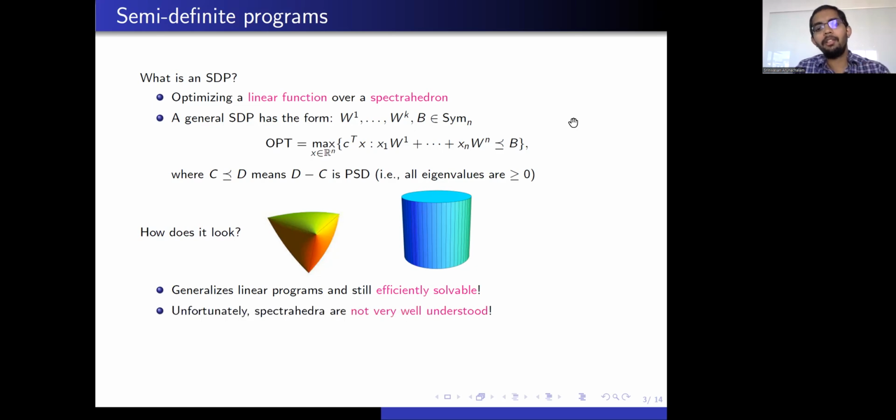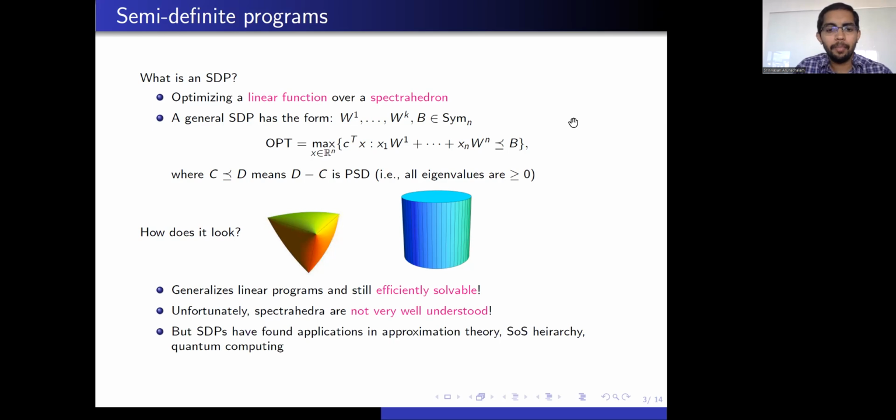But unfortunately, spectrahedra are not as well understood as polytopes. For example, even basic things like the noise sensitivity, the surface area, and things like that, we are still learning about them right now. It's not as well understood as polytopes. So these are the geometric objects that I'll be talking about in this talk.